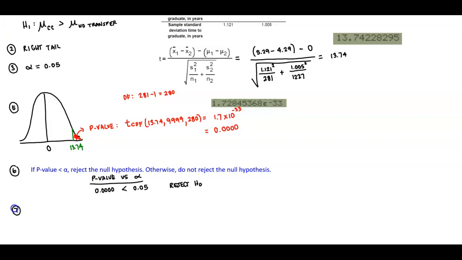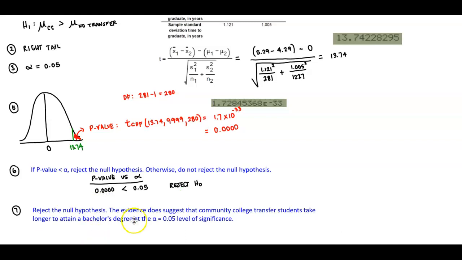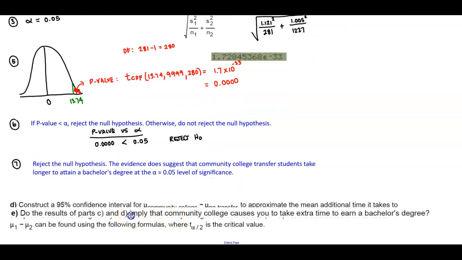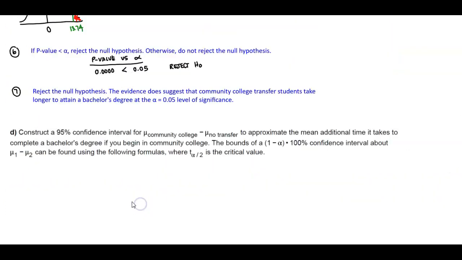So therefore, we can now conclude the following. We can say we're going to reject the null hypothesis, and the evidence does suggest that the community college transfer students take longer to attain a bachelor's degree at the alpha equals 0.05 level of significance. Okay, now what we're going to do is go ahead and construct a confidence interval. So let's go ahead and take a look at that question here.